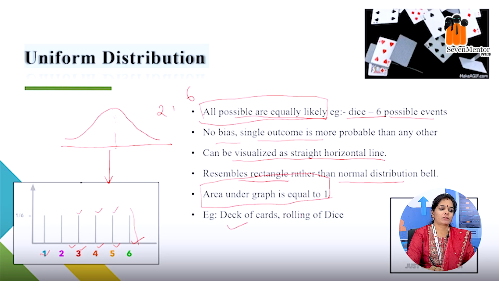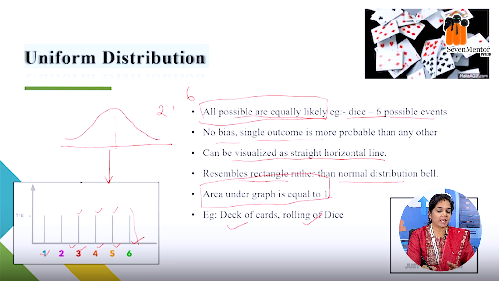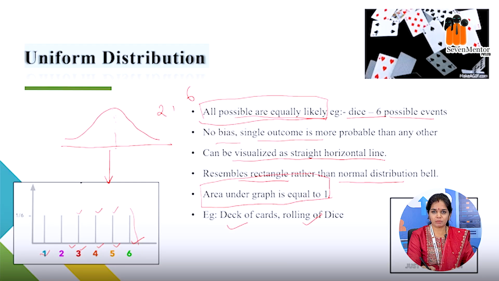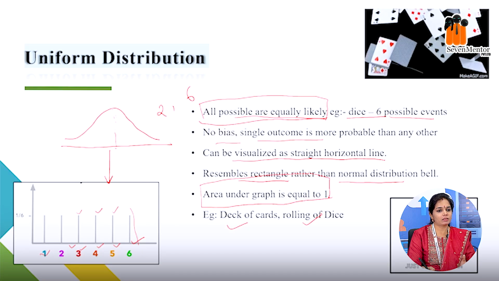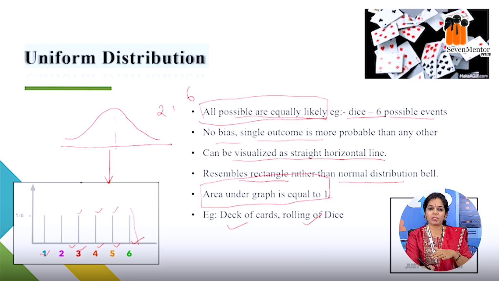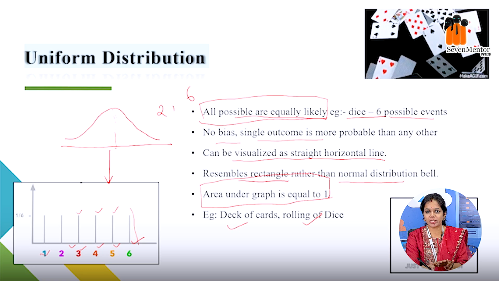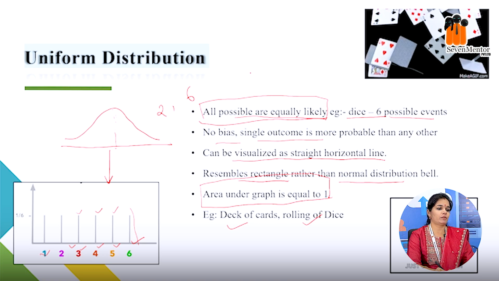Deck of cards, rolling of a dice, tossing of a coin. Can we say I can get the outcome of a coin toss as half heads and half tails? No. Once you toss the coin, you will get either completely head or completely tail, right? So that also comes under uniform distribution.